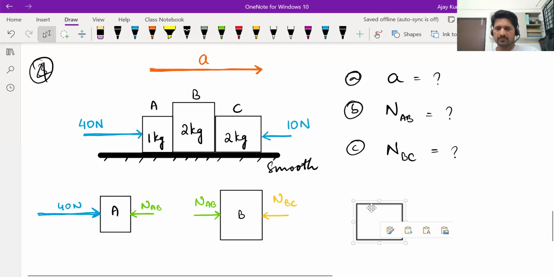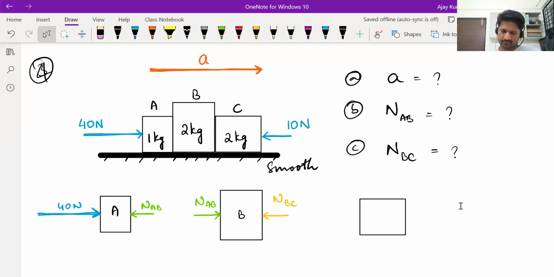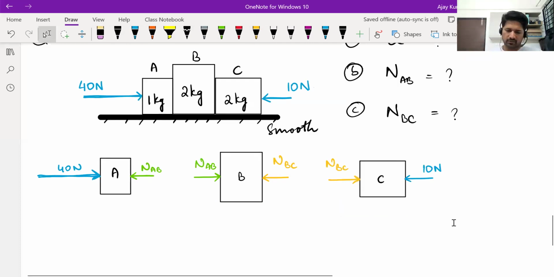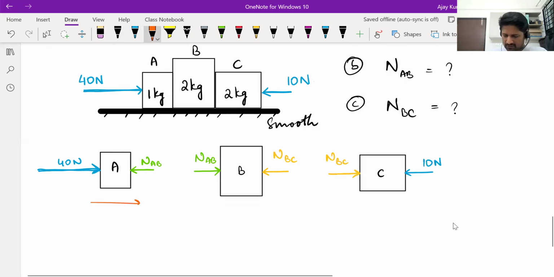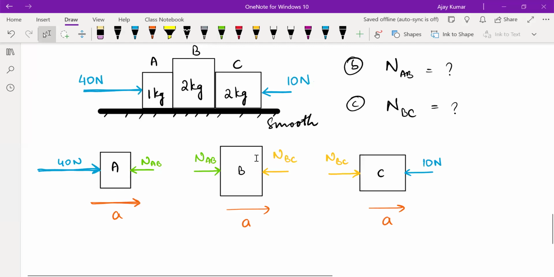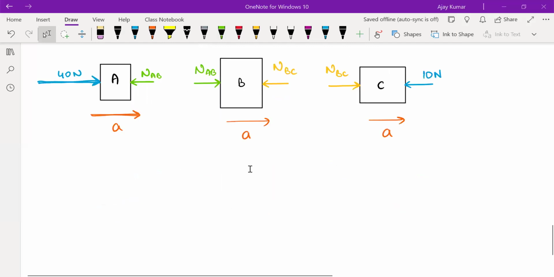And then object C. Saket, tell me what forces act on C horizontally. Sir, 10 Newton towards the left and normal BC, sir. Okay. Normal force from B that will act to the right. That's all. These are the horizontal forces that act on each one of them. And under the influence of these forces, each block gets the same acceleration a. That's all. You just have to write Newton's second law now. Yusuf, tell me, how will you write Newton's second law equation for the first block, A?